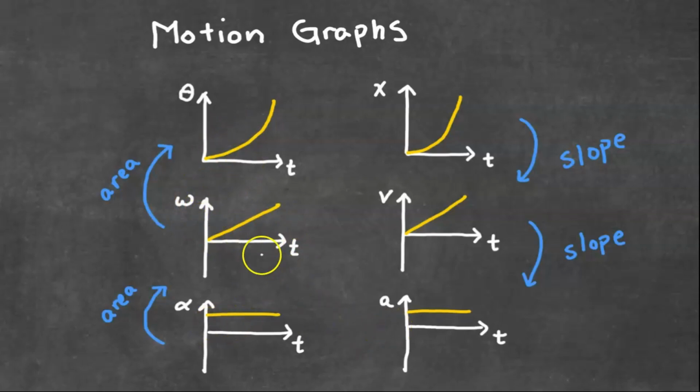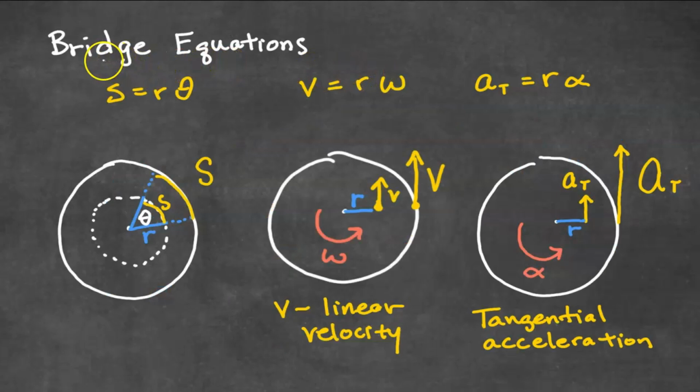Now remember that these areas can be positive or they can be negative. And so the change could be a positive change or a negative change. And now we're going to take a look at bridge equations. And these are equations that help us to connect between rotational motion to linear motion.